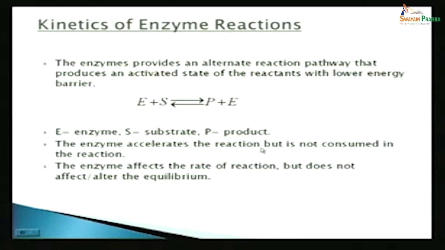So it accelerates the reaction, but it's not consumed in the reaction, and it affects the rate of reaction, but it does not alter the equilibrium. The reason for that is that equilibrium is guided by the thermodynamics and the delta G of the process, which remains the same with or without enzyme. What the enzyme does is change the dynamics of the process, and it lowers the activation barrier.